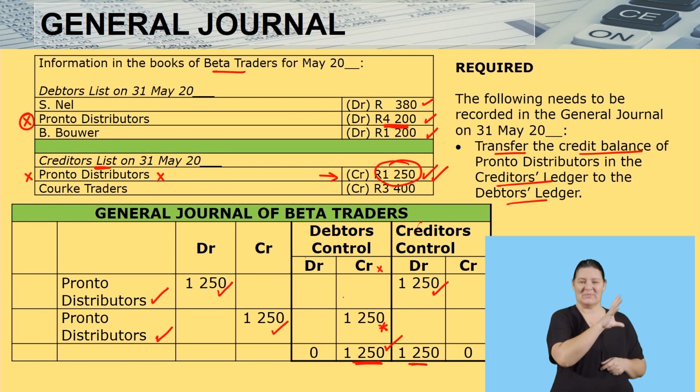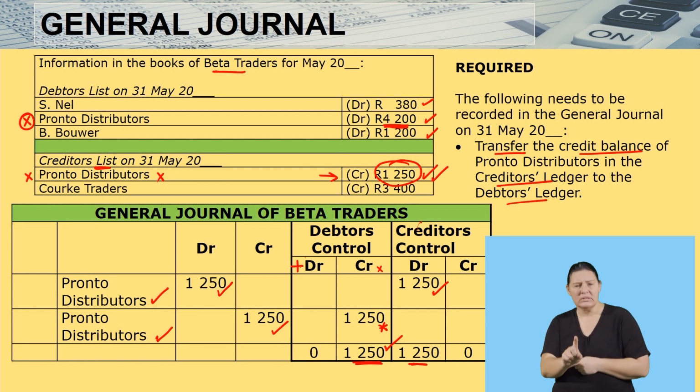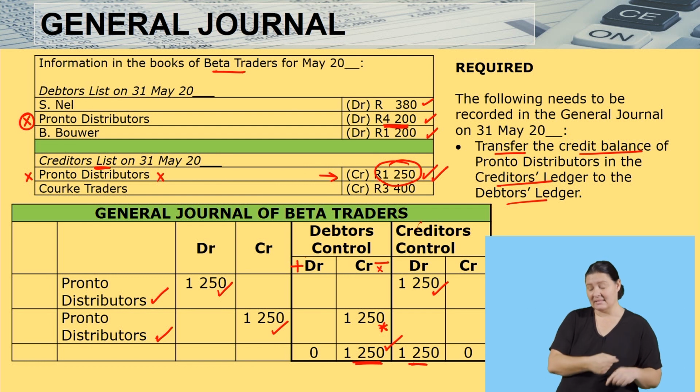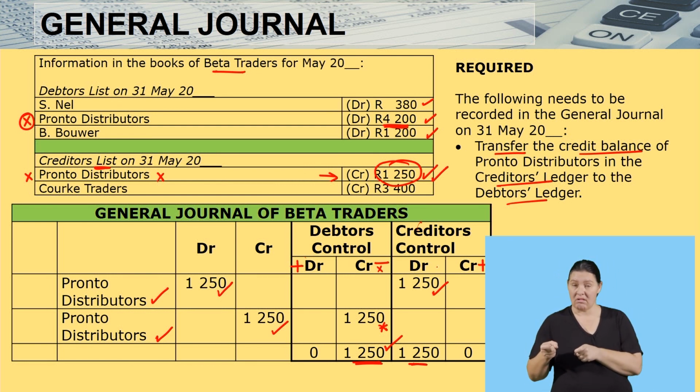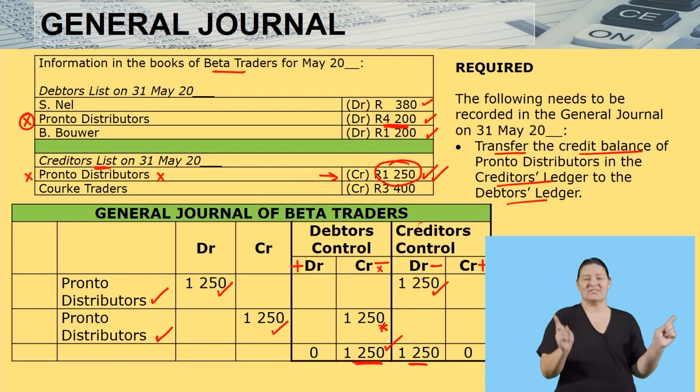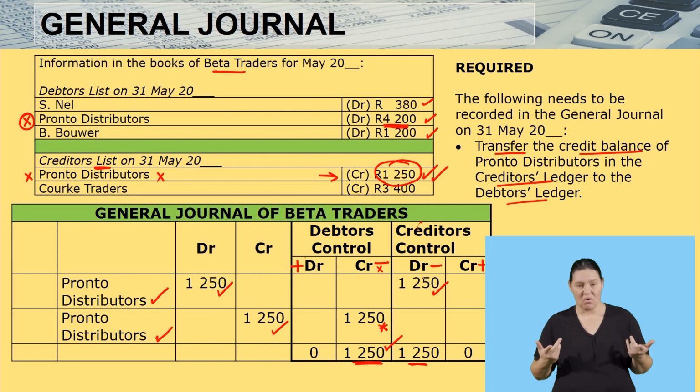What are the signs here? In the debit, this is a plus. On the credit, this is a minus. In the creditors control, on the credit, it is a plus, and on the debit, it is a minus. So in other words, we have decreased our debtors. They don't owe us 4,200 anymore, and we have decreased our creditors. We don't owe them 1,250 anymore. We have made a transfer between our debtors and our creditors.